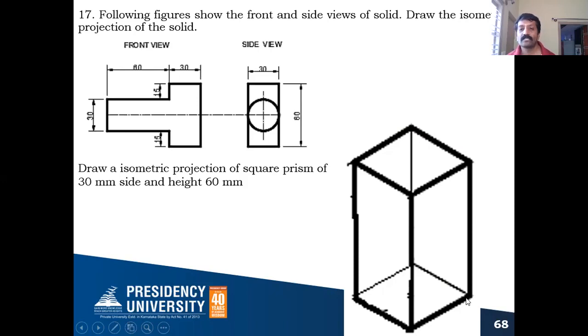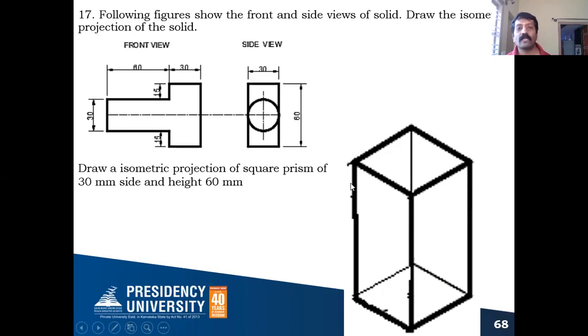Once the base of the prism is ready, we have to take the axis height. What is the height of your prism? It is 60. So you take isometric 60. You draw a vertical projector from all four corners of the base of the square prism.